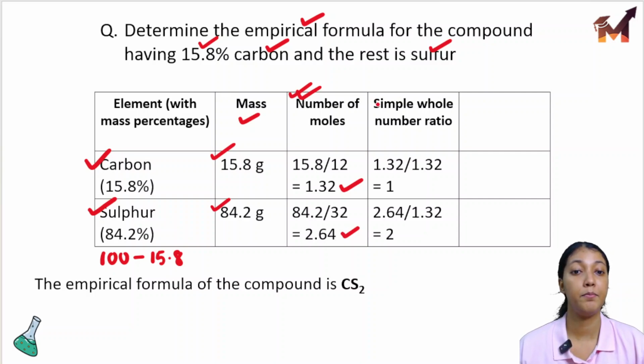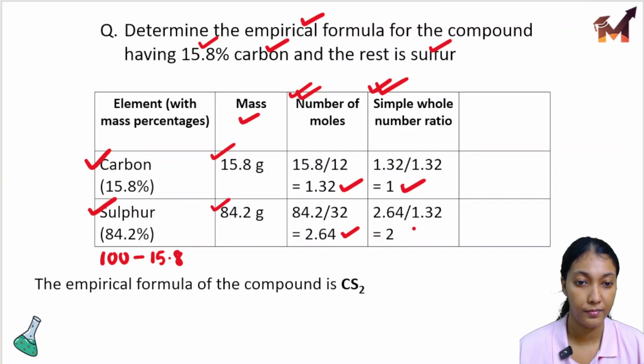Now we have to find the simple whole number ratio. Again, a very important step. So the simple whole number ratio हम क्या करेंगे? जो सबसे कम वैल्यू है उससे बाकी सबको डिवाइड करेंगे. तो यहाँ पे सबसे कम वैल्यू है 1.32. ऑब्वियसली 2.64 से वो कम है, तो इस वैल्यू से हम सारे वैल्यूज को डिवाइड करेंगे. So 1.32 by 1.32 is 1 and 2.64 divided by 1.32 is 2.